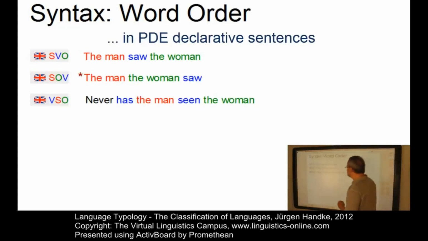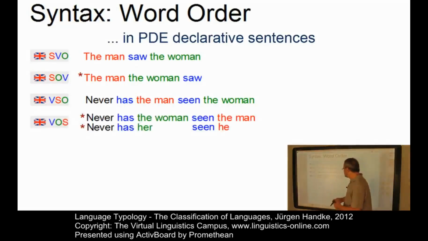Now, VSO is an interesting type of word order which is possible in present-day English. However, as you can see in the example, never has the man seen the woman. There must be an adverbial preceding. The adverbial, of course, is never. And then we have a VSO word order. However, the adverbial has to be of a negative kind. By no means has the man seen the woman is possible, but always has the man seen the woman does not work. So this is possible but exceptional.